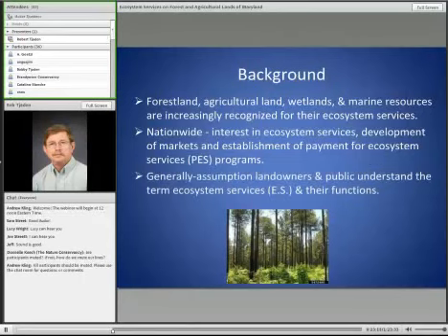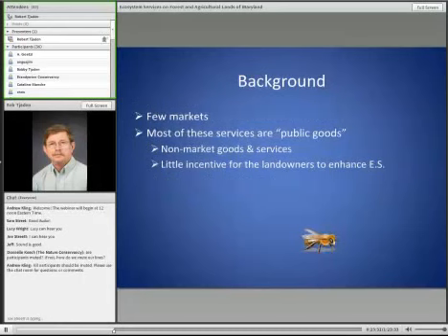But the other part of the background here, I just want you to understand there are really few markets. Most of these services are public goods, and that means they don't belong to anybody. You know, the marine resources, the fisheries, the clean air, the clean water, nobody owns. They're public goods, and they're non-market goods and services. So that creates a bit of a challenge as we start to deal with this as a commodity.